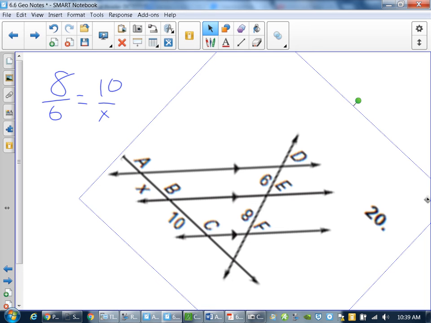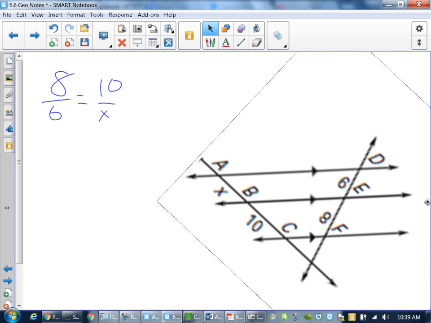So you cross multiply it out, what do you get? 8x is 60. Divide that by 8, we go 30 over 4, 15 over 2, 7 and a half. It's okay to get that. Absolutely. Decimals are numbers too. They're just parts of one.